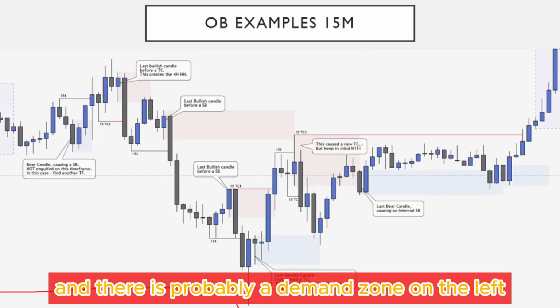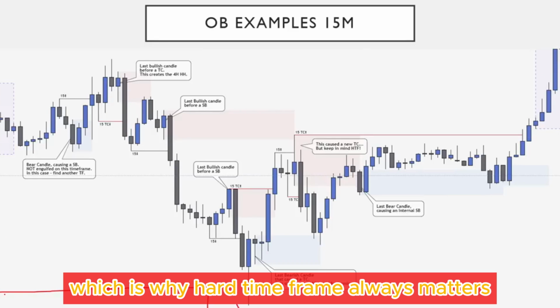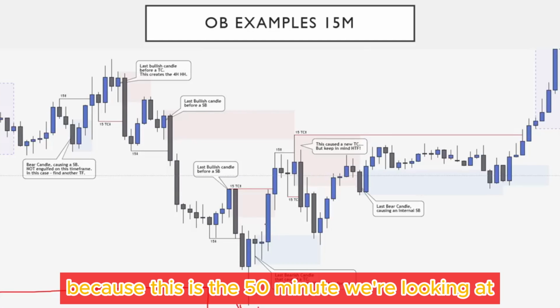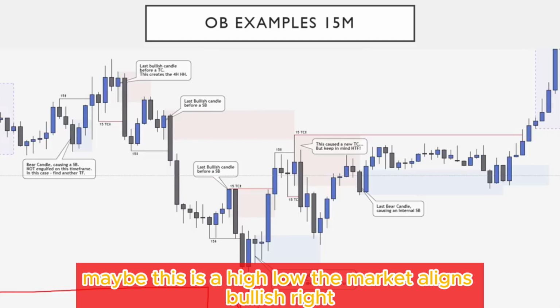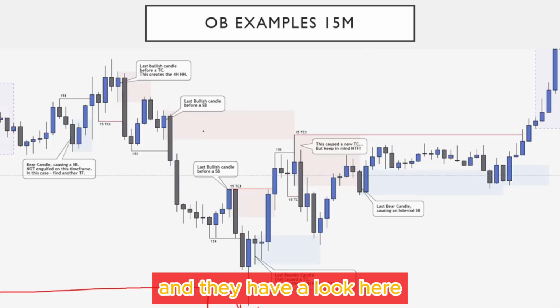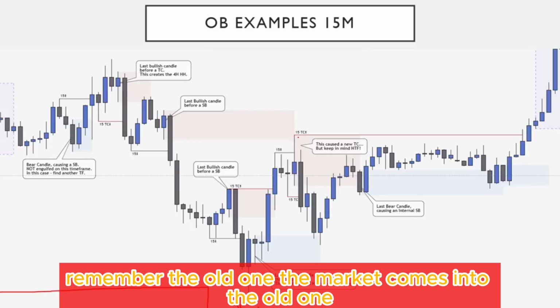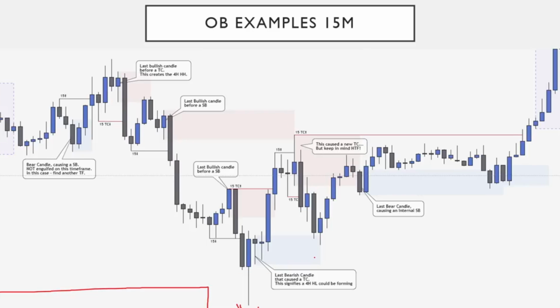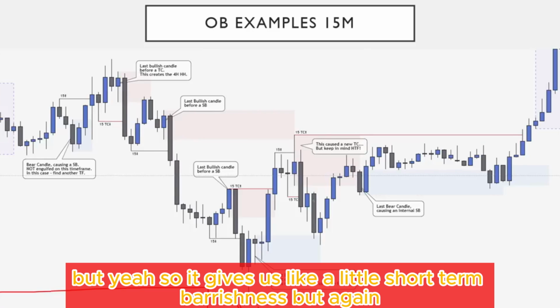There is probably a demand zone on the left, which is why higher time frame always matters. This is maybe a 4-hour low, because this is the 50-minute we're looking at. So maybe this is a hard low. The market aligns bullish. Then have a look here. Remember the old one: the market comes into the old one and actually makes a trend change down. So it gives us a little short-term bearishness.